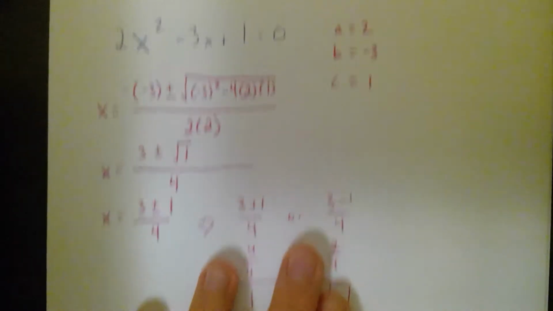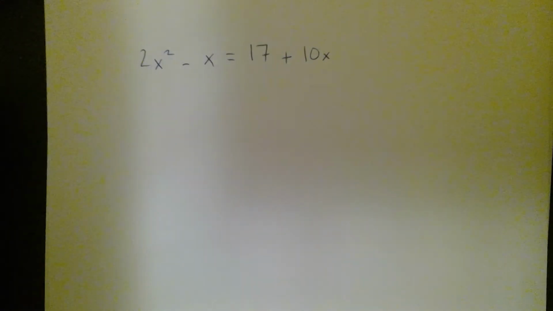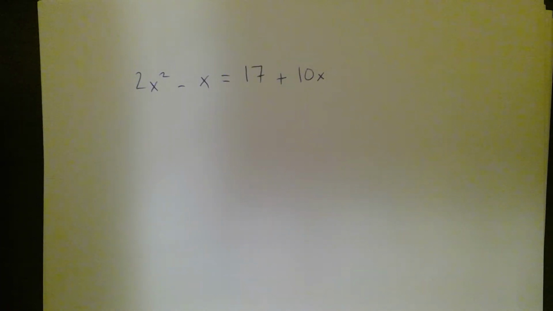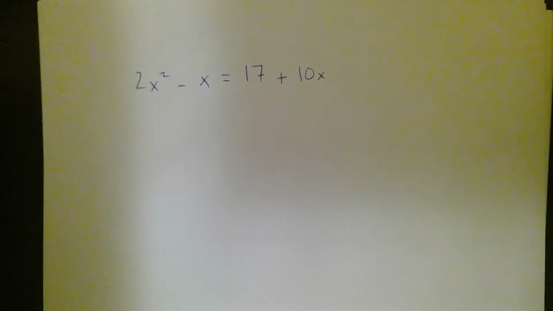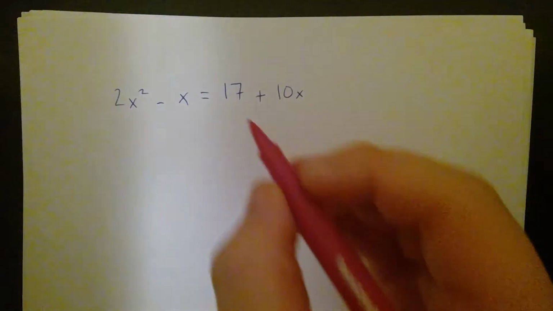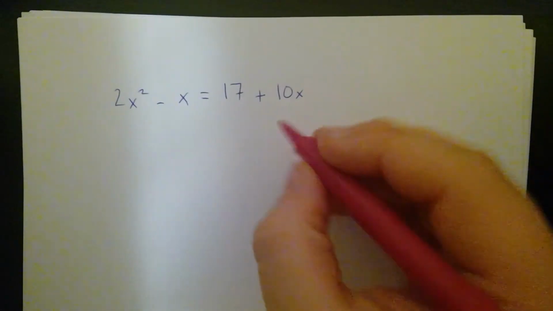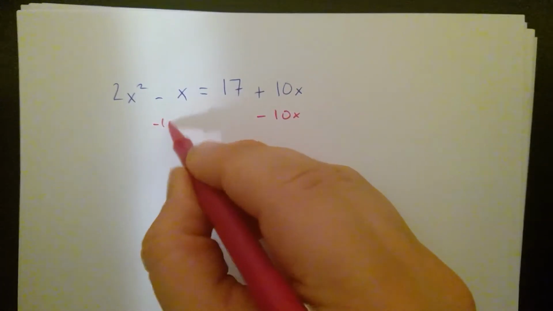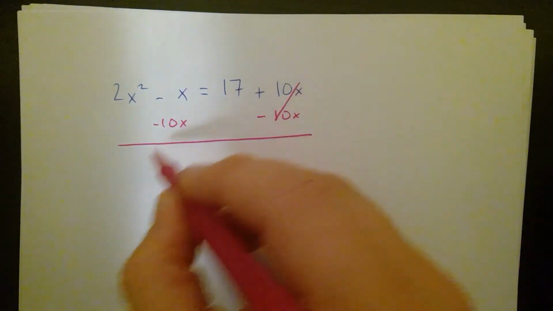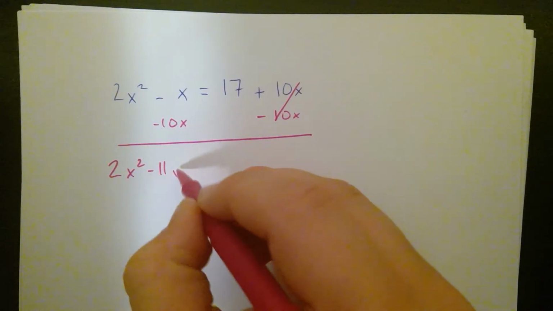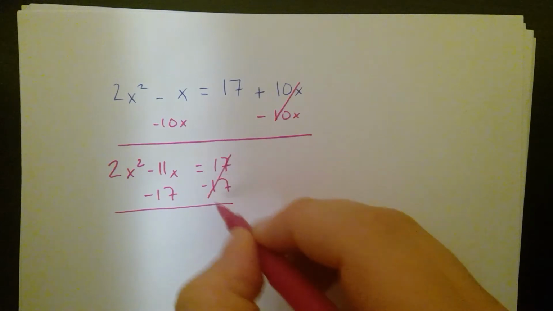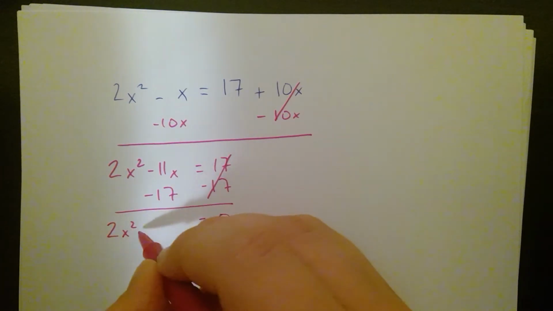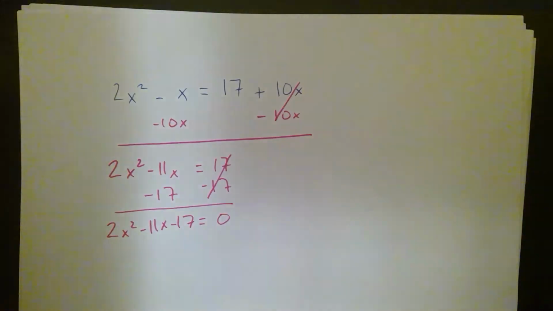Okay? Now, let's go ahead and look at another problem. All right, now, are we in standard form? Okay, let's just do a quick jog of the memory of where standard form is. No, we are not. We must get into standard form before we can use the quadratic formula. If we're not in standard form, the quadratic formula will not work. So you have to move everything over to the left side. Minus 10x, minus 10x. Now minus 17, minus 17. And look at that. We're in standard form.